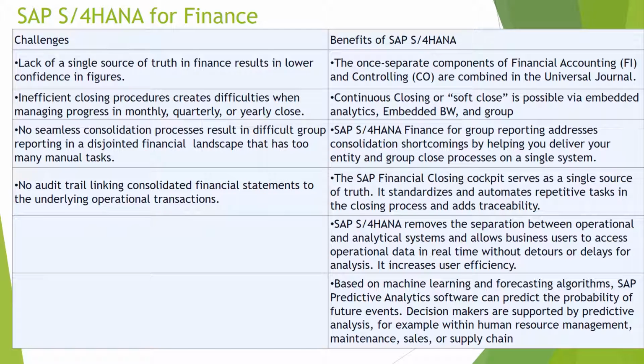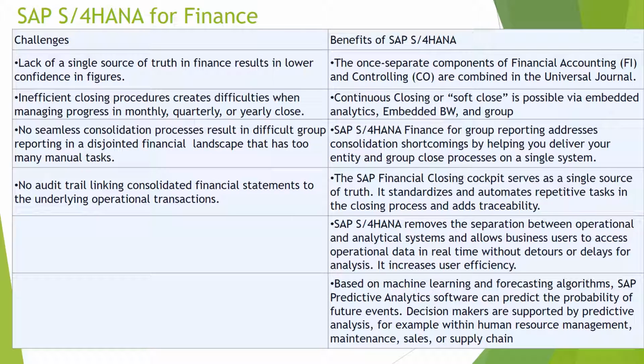So first we highlight the challenges in the traditional system. Lack of a single source of truth in financials results in lower confidence in figures, whereas the benefit in SAP S/4HANA is that the separate components of financial accounting (FI) and controlling are combined in the universal journal. Okay, earlier they were separated and separate entities were maintained. Now in SAP S/4HANA both are combined in the universal journal.